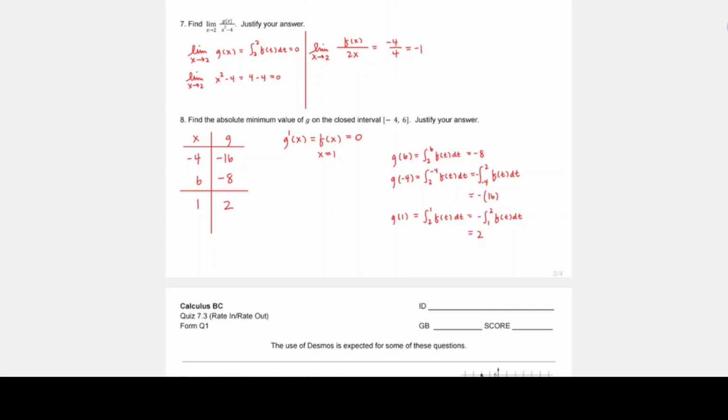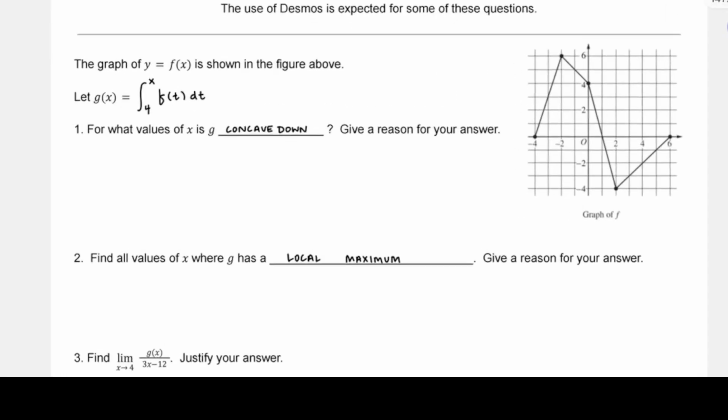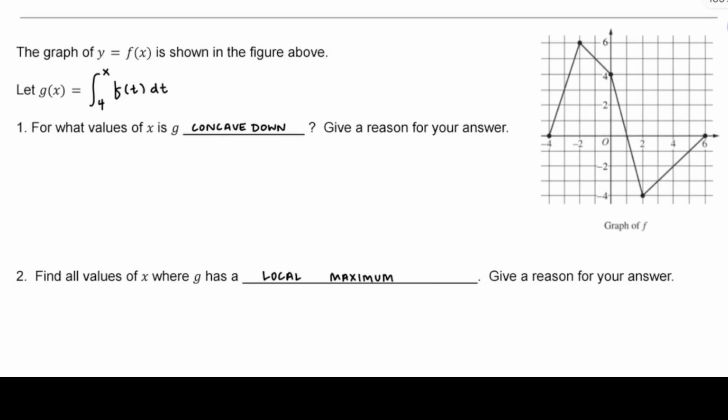So there we go. All right, now I'm going to move on to Form Q, and the front side of Form Q is the same graph. We're going to start our integral at x equals 4, and we're going to integrate from 4 to x of f of t dt. And when we see one of these, I want your first instinct to be, oh, I need to figure out what the derivative is, and write it down multiple times. Okay, the derivative of g is going to equal f.